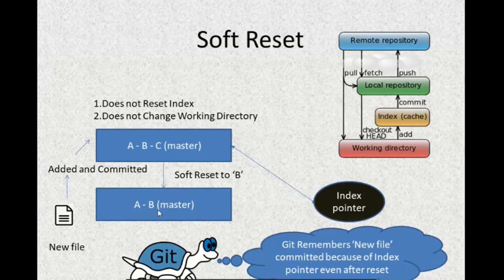When you reset to B this location, TortoiseGit remembers the newly committed file. Because the index pointer is still at ABC master, it knows that you have added the new file, because your index pointer is at this location. Okay, so you don't have to add that file again.